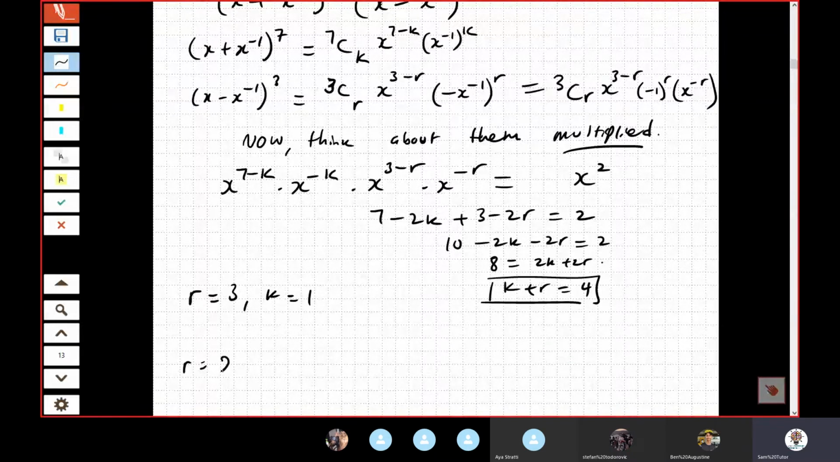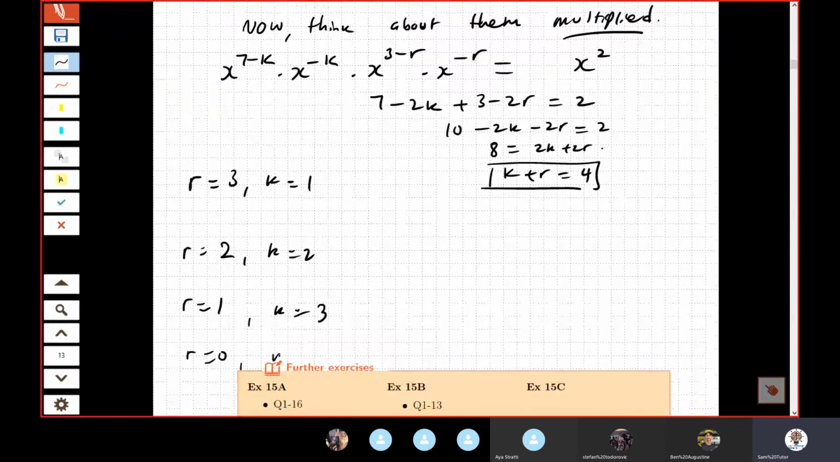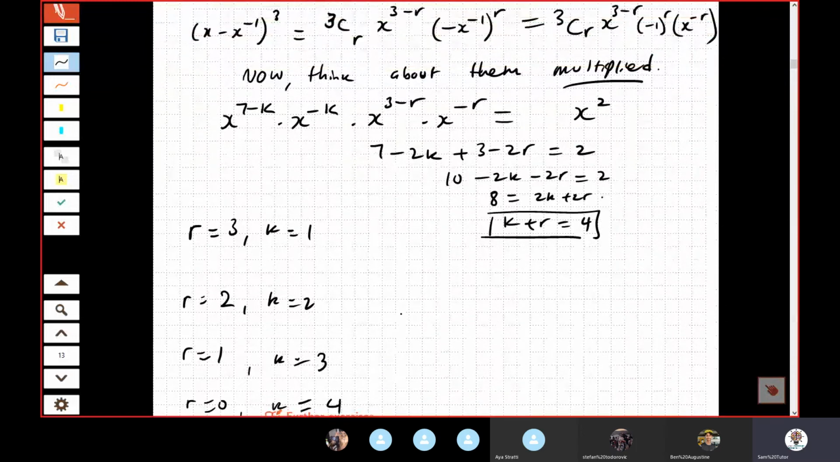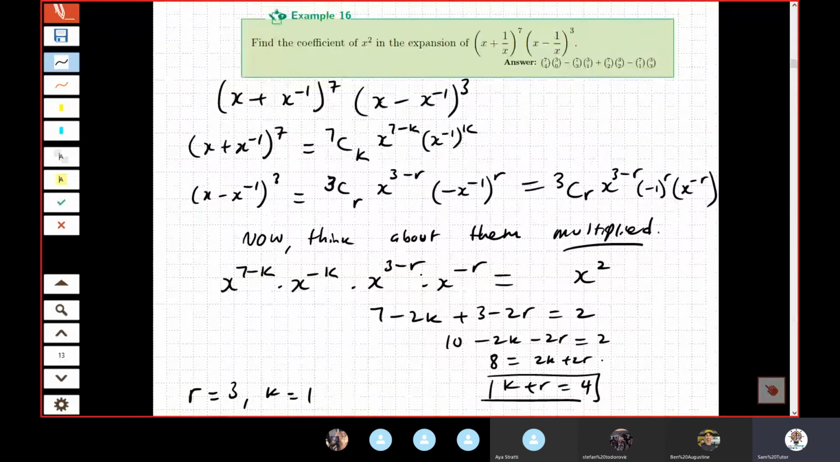Of course, and then k equals 2. I'll just finish it off now. When r equals 1, k equals 3; r equals 0, k equals 4. There is no faster way. Hope you guys know this. Okay, because this is super fast already.